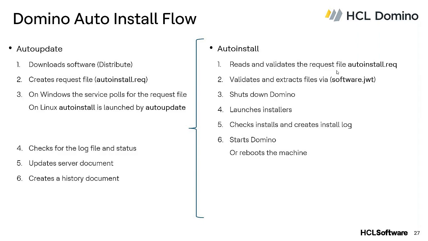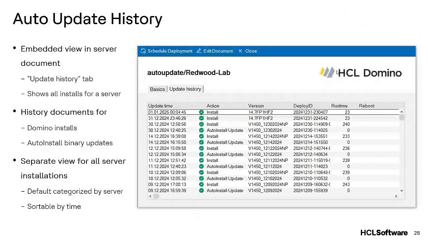So we return to the left side of the diagram, step 4. The auto update task will come back up. It will find the presence of a status file that tells it that the install attempt is complete. It will update the server document with the results, success or failure, and it will create the history document that we showed earlier. So that's the entire flow.